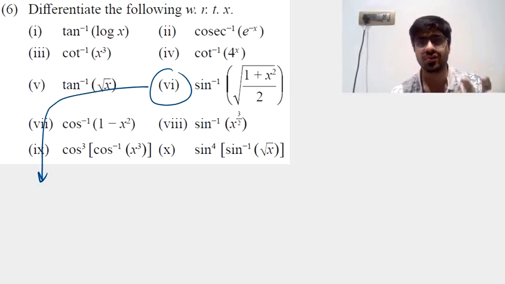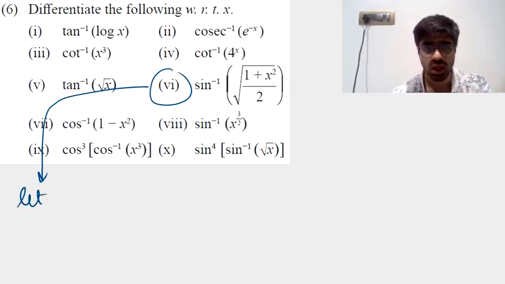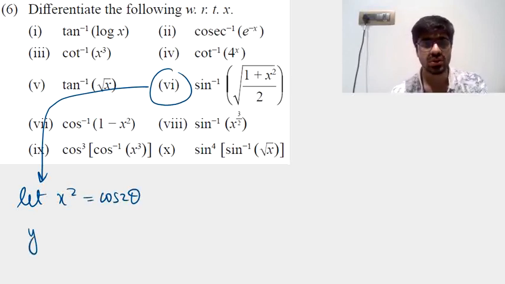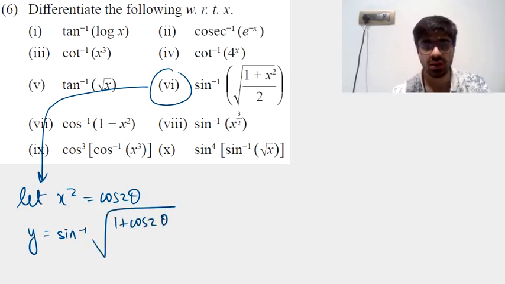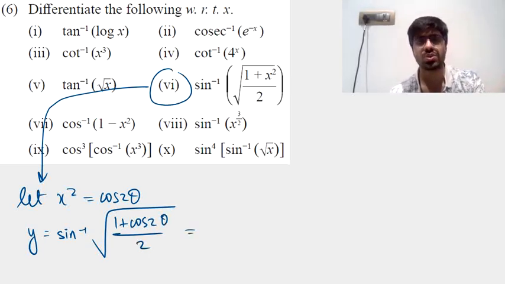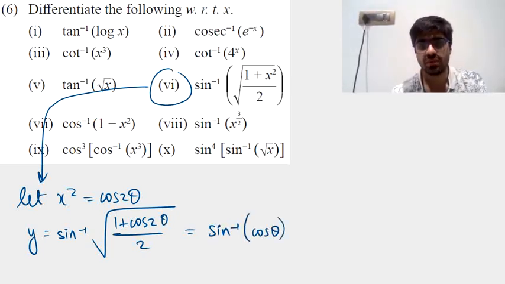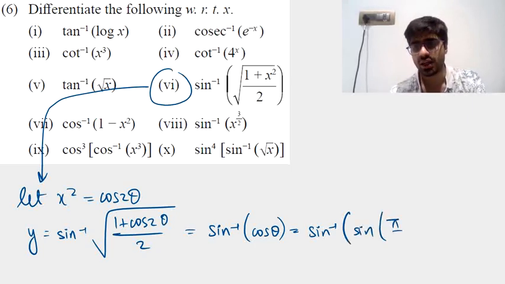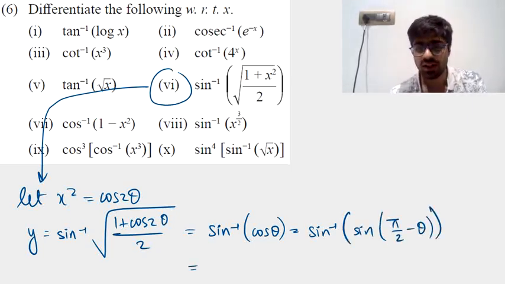Now here there's a little bit of transformation that you need to bring about in the expression. So we will take x square as cos 2 theta. Okay, if I take x square as cos 2 theta, y becomes sine inverse of root over 1 plus cos 2 theta the whole divided by 2. But 1 plus cos 2 theta is 2 cos square theta, and 2 cos square theta divided by 2 makes it cos square theta. Root over cos square theta will simply be cos theta. So we have sine inverse of cos theta, and cos theta will be written as sine of 90 minus theta. So sine of pi by 2 minus theta. And finally sine inverse of sine pi by 2 minus theta is pi by 2 minus theta.